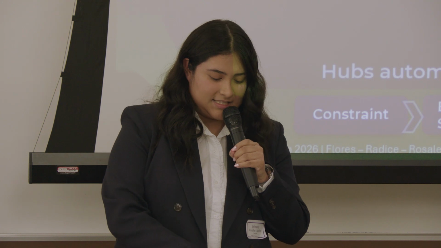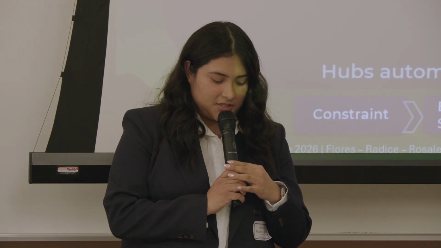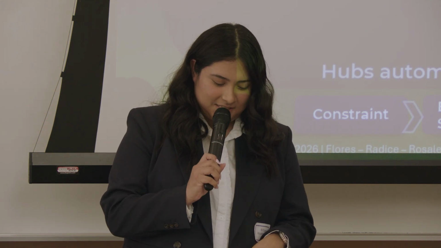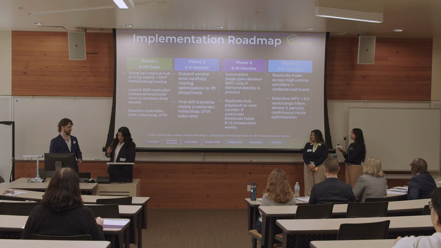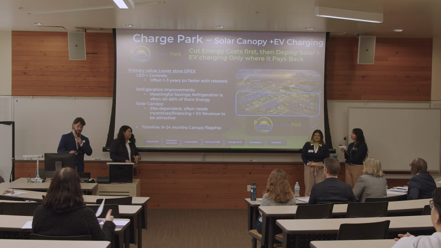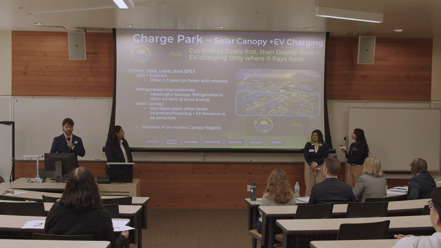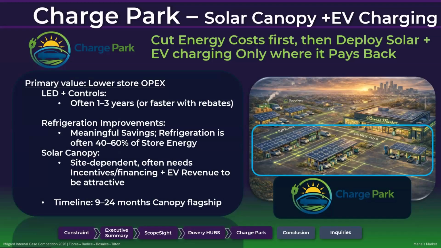Now, Sky will take the final move, ChargePark, and close with how the full system scales across 55 stores. ChargePark is our store-level efficiency engine. The principle is discipline. We cut energy costs and deploy solar and EV charging only where it pays back.